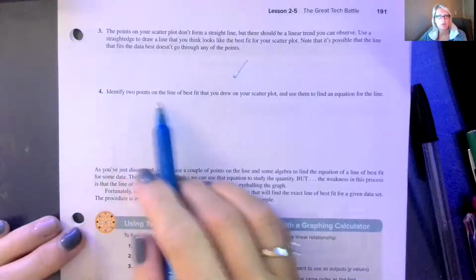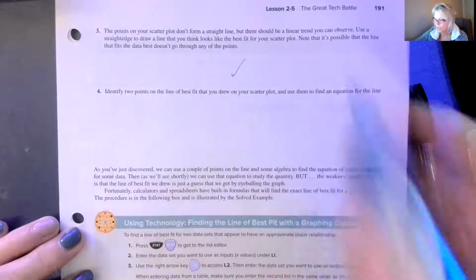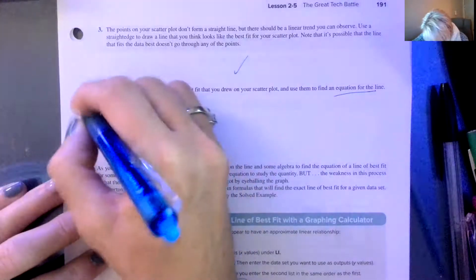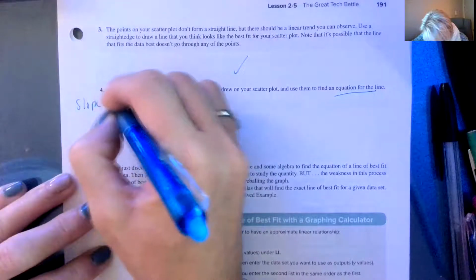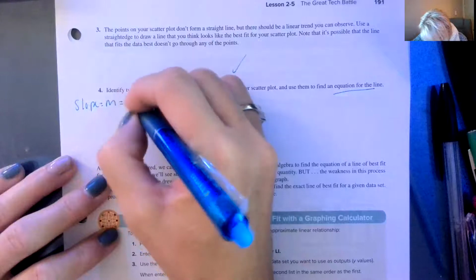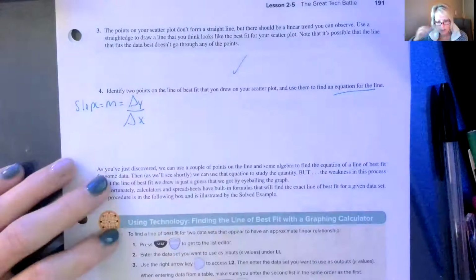Now, number 4 says identify 2 points on the line of best fit that you drew on your scatter plot and use them to find an equation. Okay, so find an equation. We have to have our slope m. So we need our change in y over our change in x.